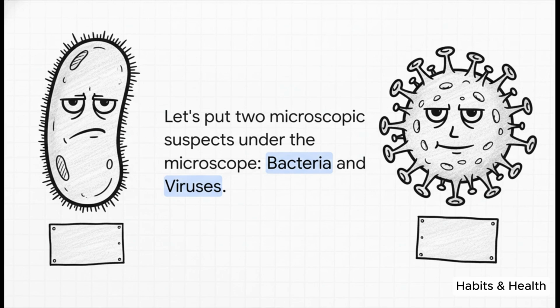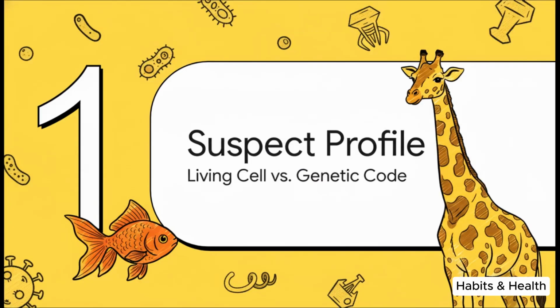We're going to break down what they are, how they operate, the kind of trouble they cause, and most importantly, how we actually fight back. Time to start the investigation. All right, first up, the suspect profiles. We need to figure out what these things are, fundamentally. And you're about to see they're about as different as a living, breathing animal and a line of computer code.